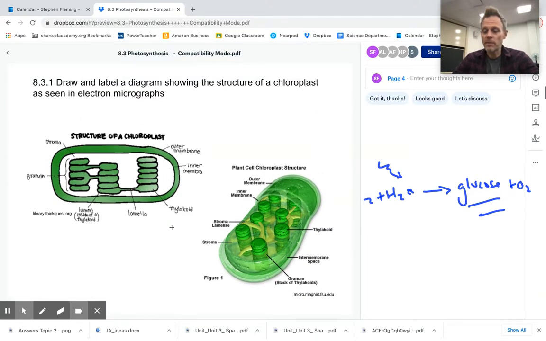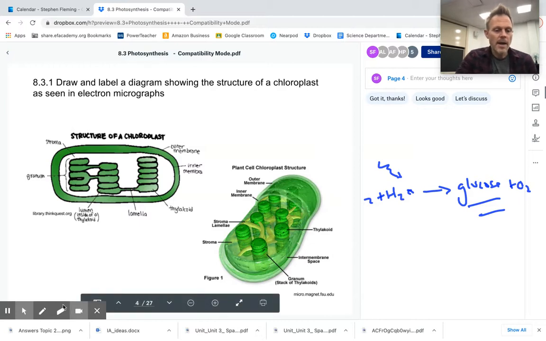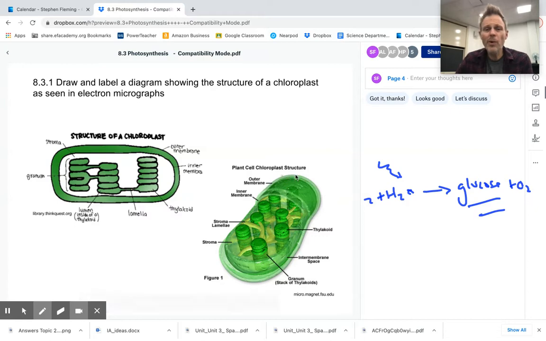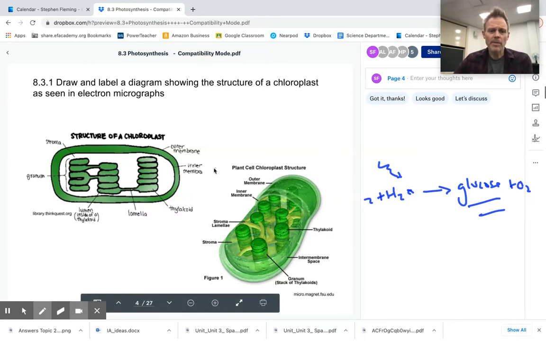So you need to draw and label a chloroplast. And in 8.37, annotate some of its structures. Not a whole bunch, just a couple of them. So this is what a chloroplast looks like. Here's a more complex one, but this is what it looks like. So it has an outer and an inner membrane, just like the mitochondrion did, right?